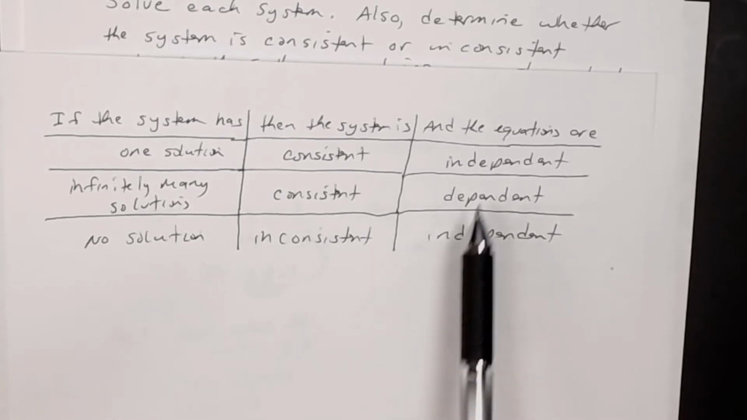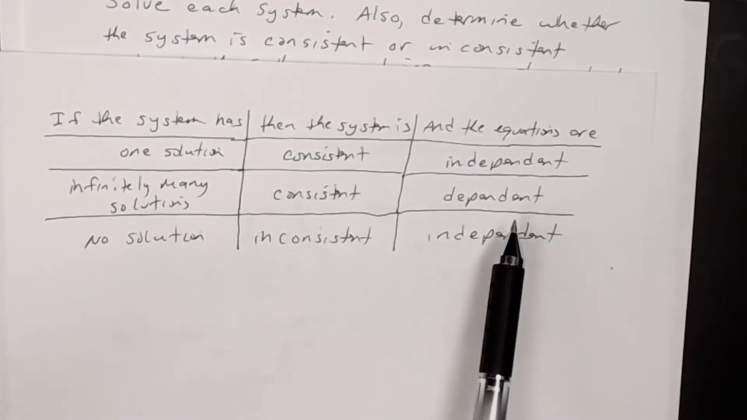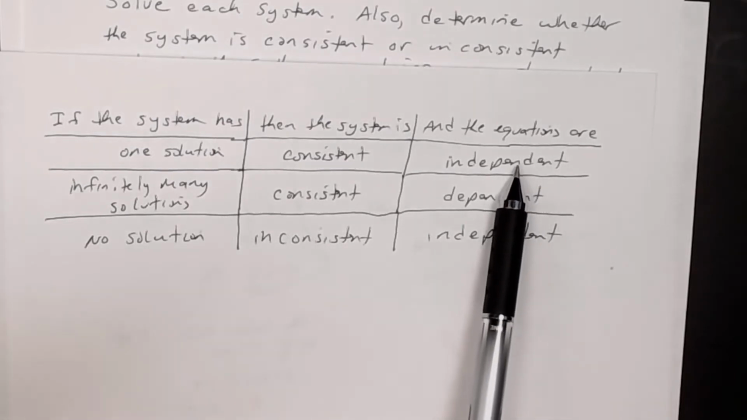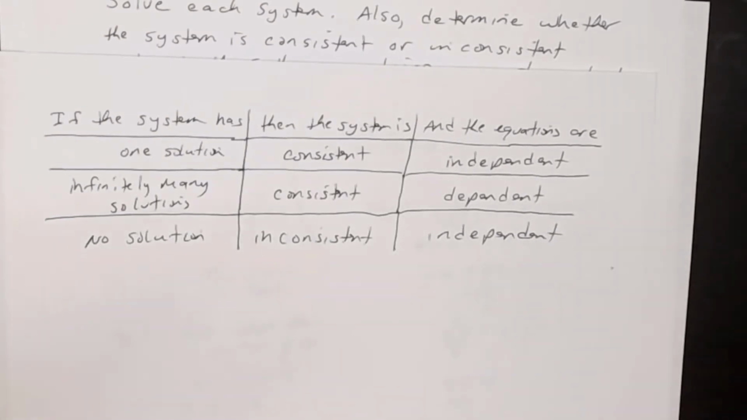And then if a system has no solution, then it's inconsistent, and the equations are independent of each other. So the idea of independent and dependent equations is a pretty difficult concept for students to understand, as to why those equations are independent versus dependent. So go back to that previous lesson if you need to.